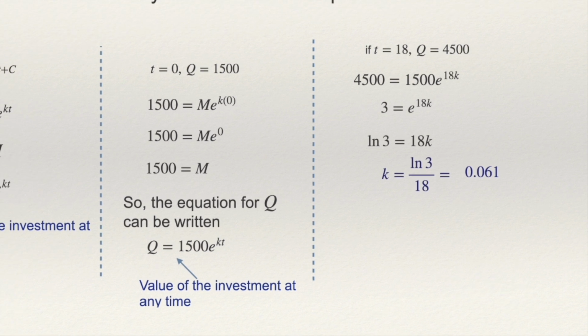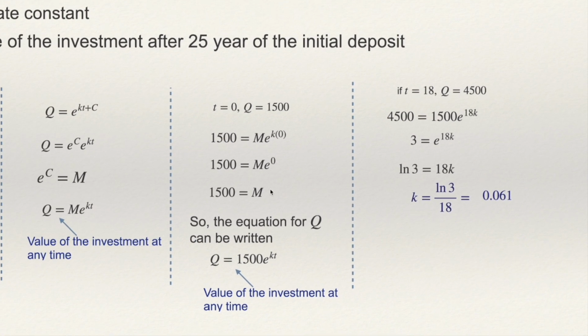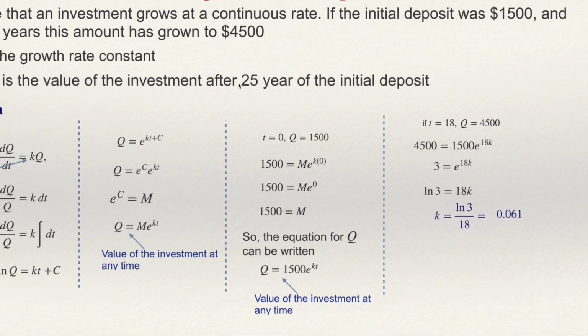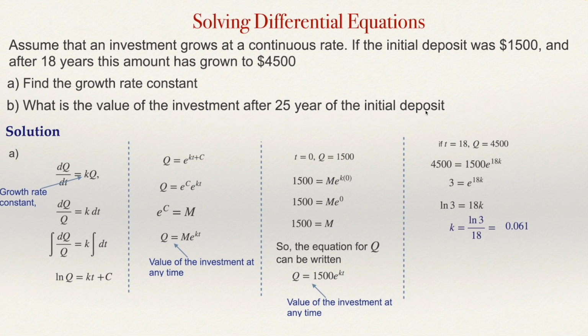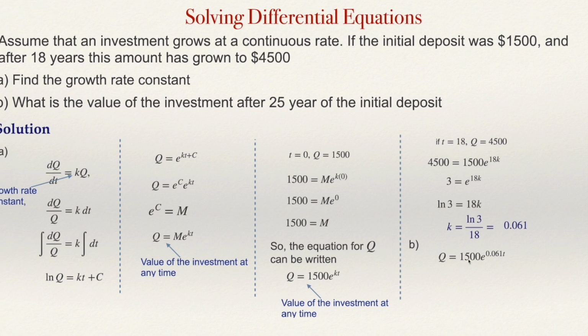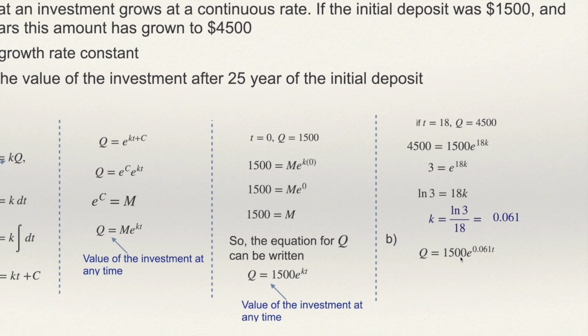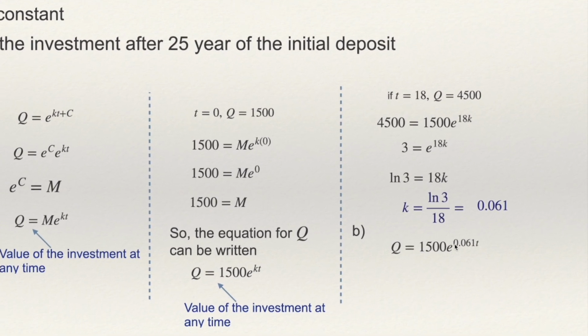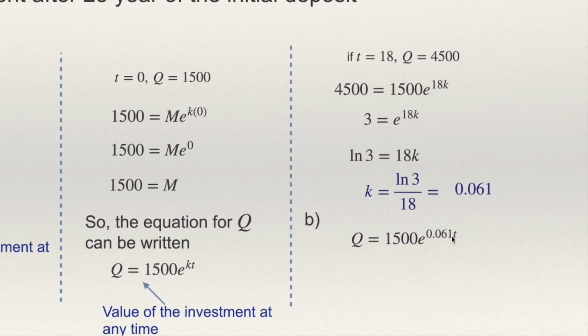For answering the second question, we have everything. For answering B, what is the value of the investment after 25 years of the initial deposit? Now that we have k, we have the value of the investment at any time: Q equals 1500 e to the power 0.061t.